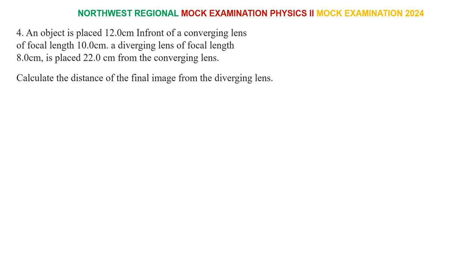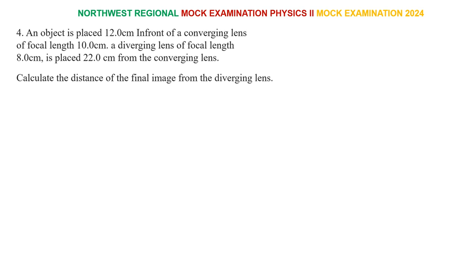Now an object is placed 12.0 centimeters in front of a converging lens of focal length 10 centimeters. A diverging lens of focal length 8.0 centimeters is placed 22.0 centimeters from the converging lens. So the first question was to draw a ray diagram to represent that scenario, and the last was to calculate the distance of the final image from the diverging lens.